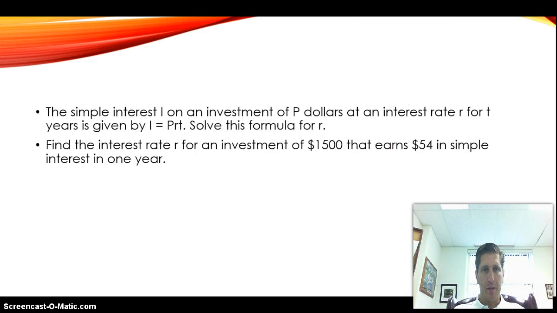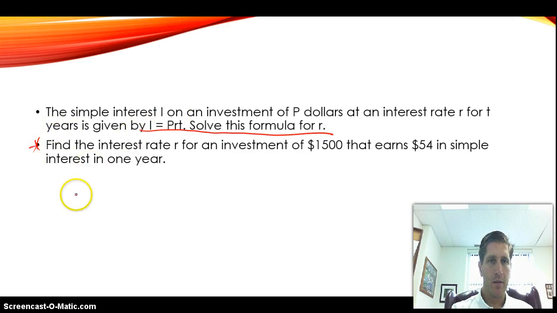So the simple interest I on an investment of P dollars at an interest rate R for T years is given by the interest equals the P dollars, the principal, times the R, the rate, times the T, the time. And we're going to solve this formula for R. So don't even look at this step yet, right here. Let's solve this. So we know that I equals P times R times T. And we're going to take both of these variables now in one step because we're trying to get R alone. We're isolating that. So we need to get rid of the PT.